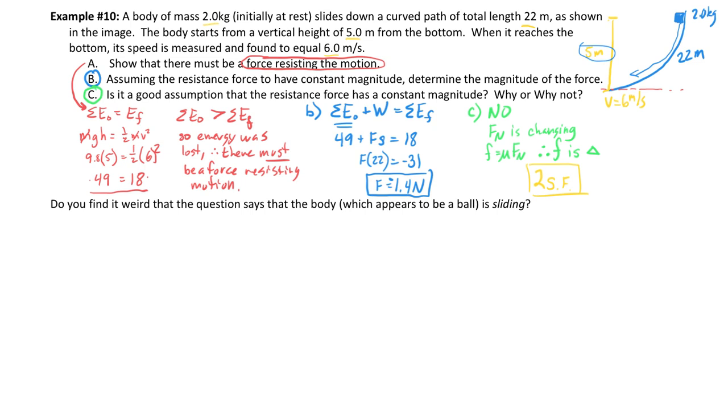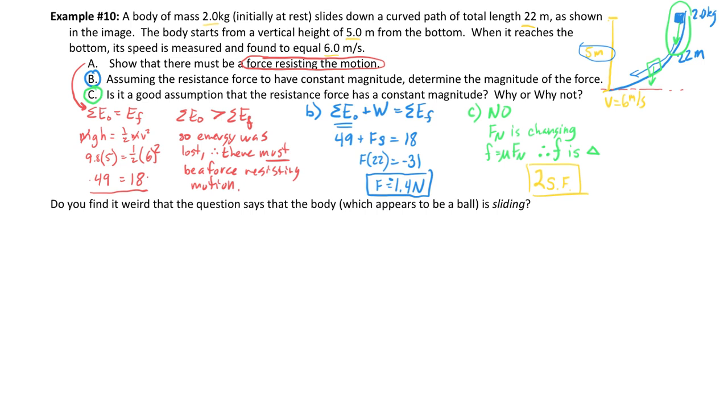So therefore, the resistive force should not be constant. That should kind of make sense. Here at the beginning, the block is really just kind of dropping almost. There's not a lot of friction there. But as we get further down, the block is being pushed down into the ramp a little bit harder. There should be more friction there, right?